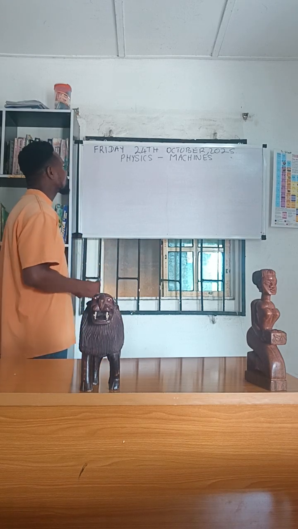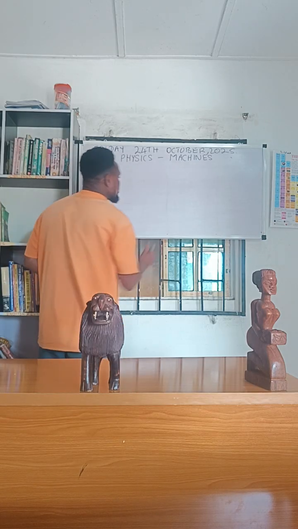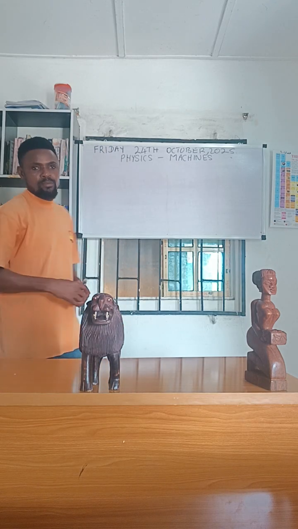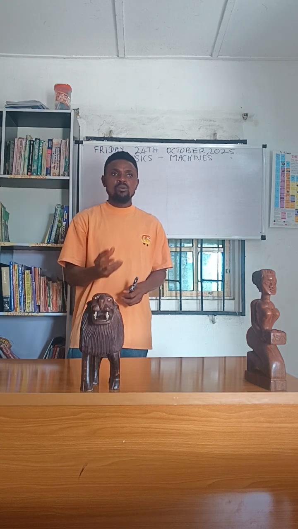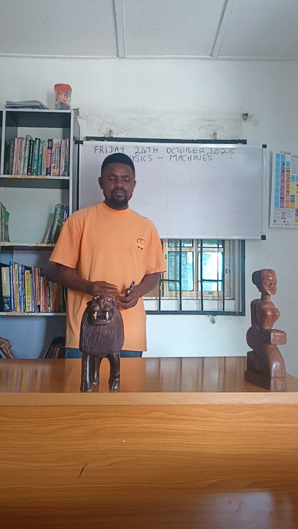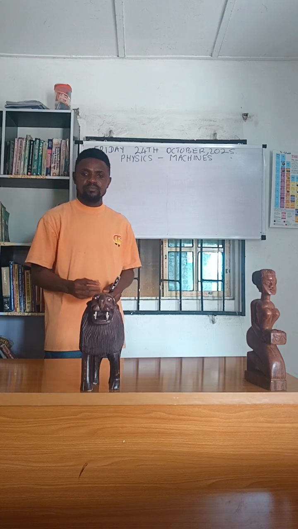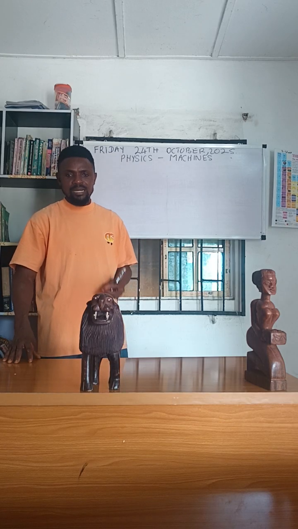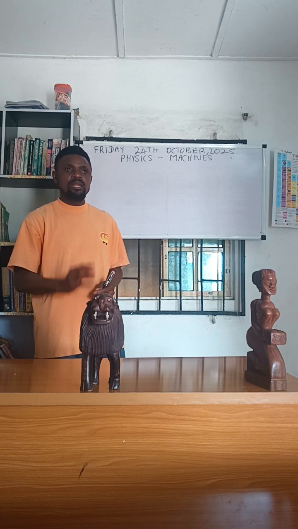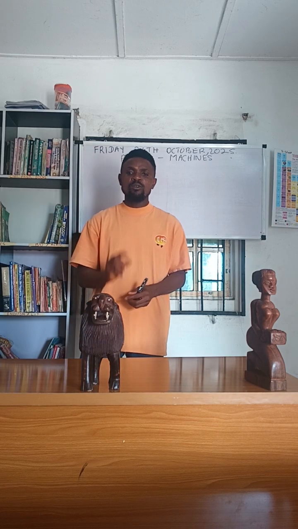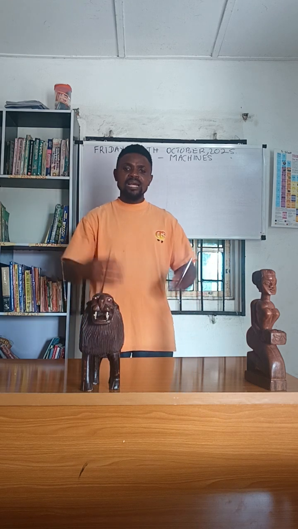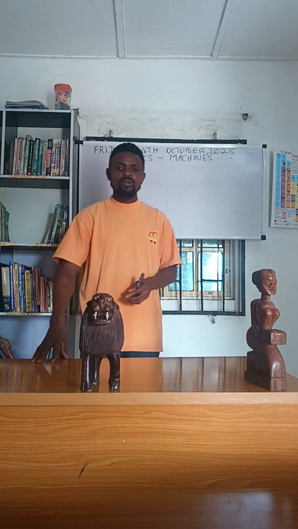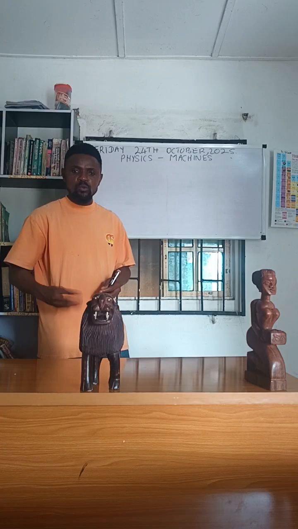Today I'll be dealing on machines. What is a machine? A machine is a device that enables us to carry out our work more easily and conveniently. How does a machine do that? A machine enables us to carry out our work more easily and conveniently by using a very small force called effort to overcome a larger force called the load or resistance, which is the weight to be overcome.